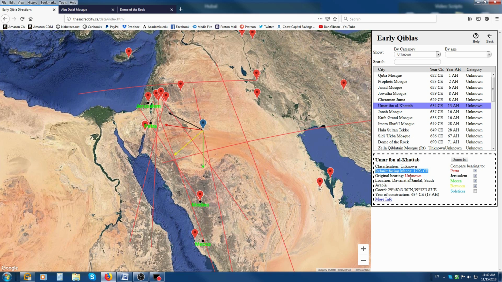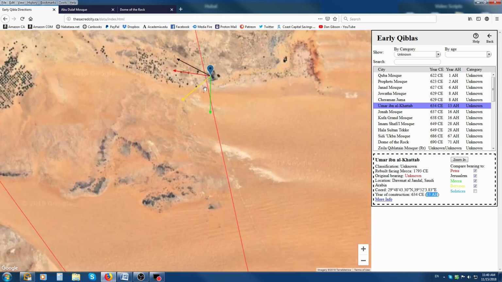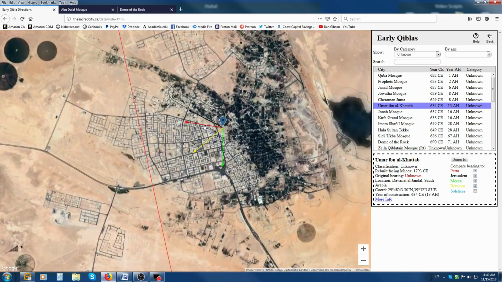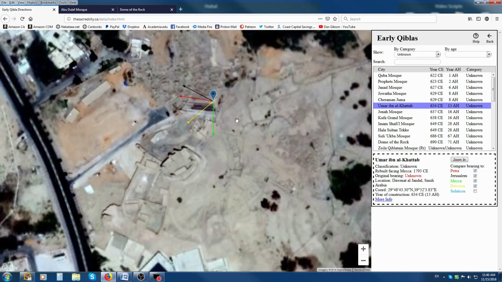We have this building. This is in Dawmat al-Jandal in Saudi Arabia, and it was rebuilt, although the original construction down here tells us it was originally built in 13 after the Hijrah. That building no longer exists. So this is categorized as an unknown because we do not know where that original building was. We can zoom in and have a look and say, okay, it is right there.